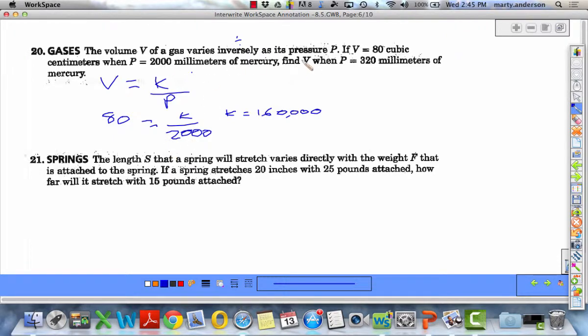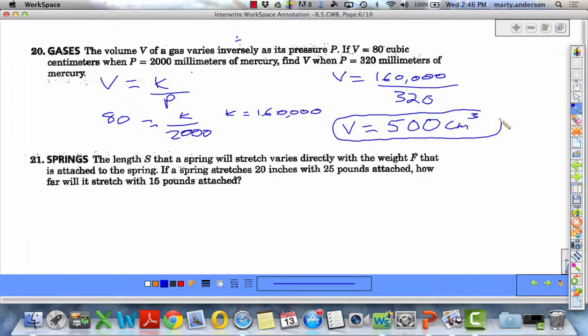And now it says find V. I'm looking for V. I know my constant of variation is 160 grand, and we're going to divide by 320 millimeters. So I get a volume equal to whatever 160,000 divided by 320 is. That must be about 500 if I've calculated correctly, and this was a volume, so this is centimeters cubed.